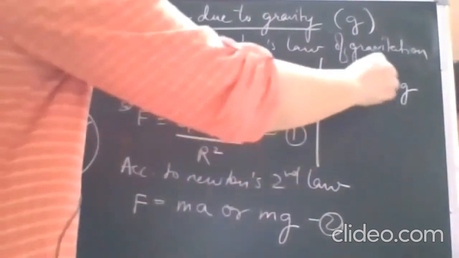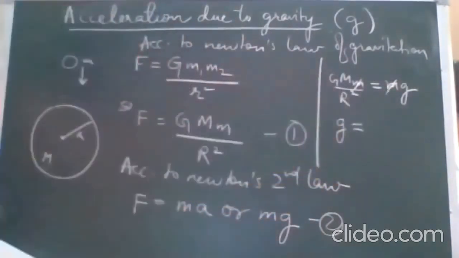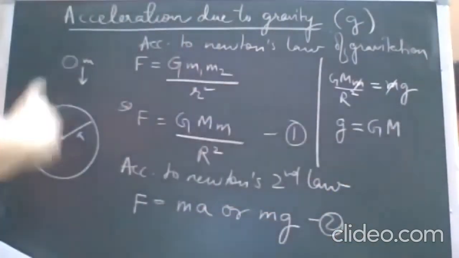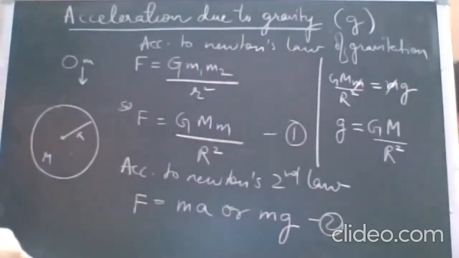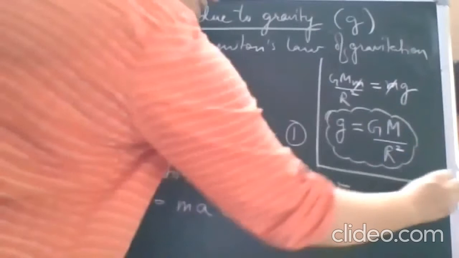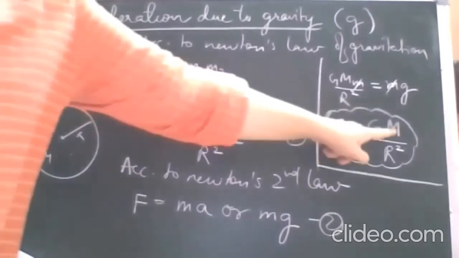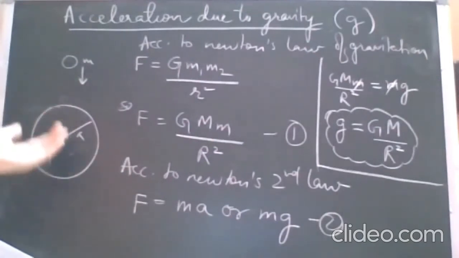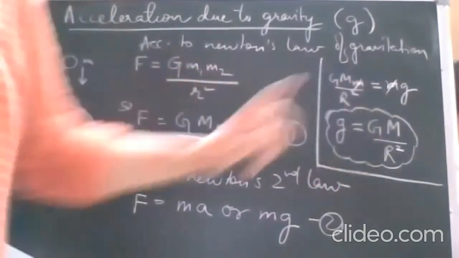The common term, small mass, goes away and I am left with an expression for acceleration due to gravity: small g is equal to the gravitational constant times the mass which is attracting the small m, divided by the radius square. This is the mathematical form of acceleration due to gravity. It depends on the gravitational constant, the mass of the Earth or the planet or the celestial body on whose surface we are calculating acceleration due to gravity, and the radius squared of that same body.